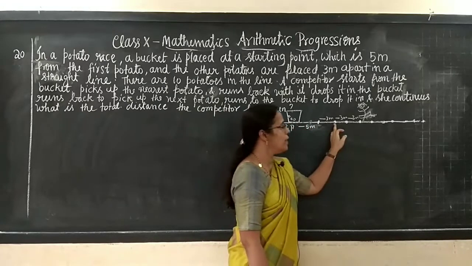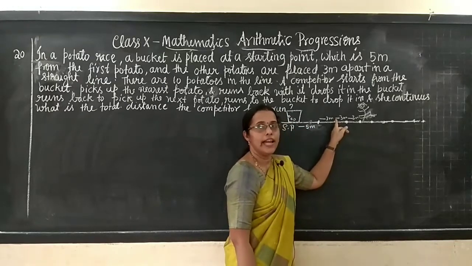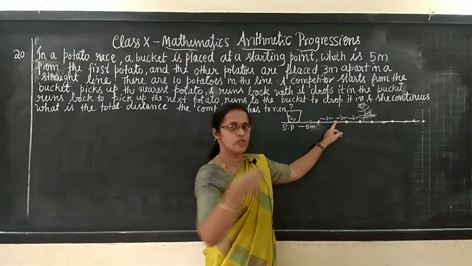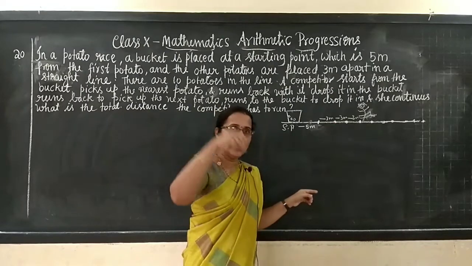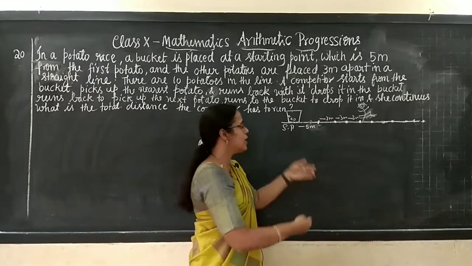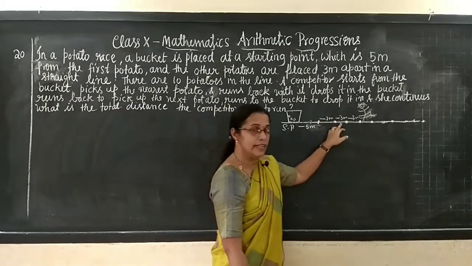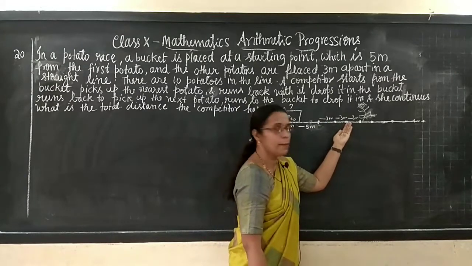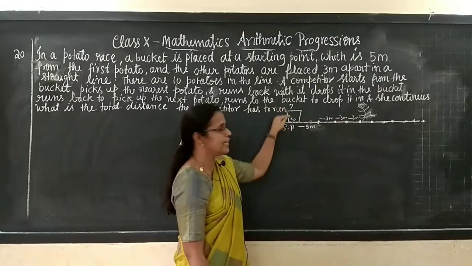Again she has to run how much? 5 plus 3, 8 meters she has to run. Pick the potato. Then she has to come back. Put the potato in the bucket. Again she has to run like this, 5 plus 3 plus 3. Then how much? 11. Again after picking the potato she has to come back and put it in the bucket.